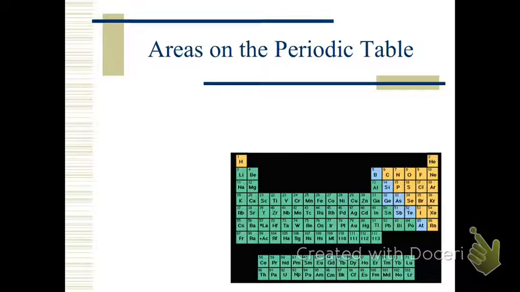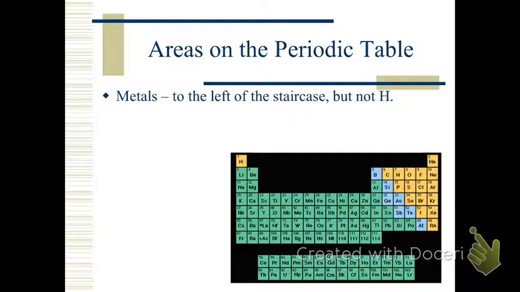Okay, so let's look at some other areas on the periodic table. Well, one of the ones that we talk about a lot is the division between metals and nonmetals. So our metals are the elements that are to the left of the staircase, but not including hydrogen. Hydrogen is actually a nonmetal, and we'll talk about why it's actually over on that part of the periodic table later on. Then we have our nonmetals, which are to the right of this staircase that is in the periodic table. And on this particular chart, they're all colored in a yellow color.